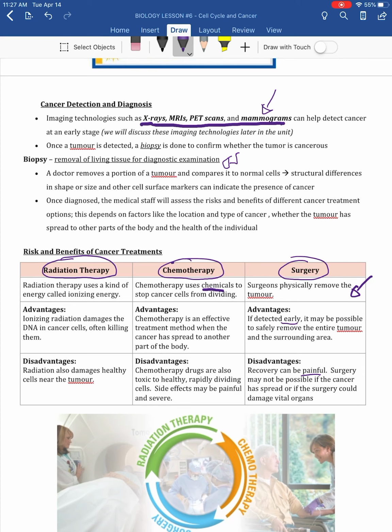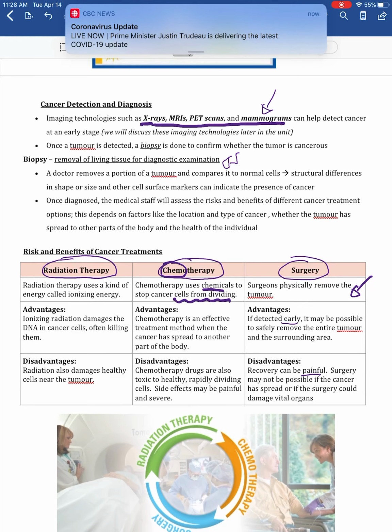Then, chemotherapy uses chemicals. That's why they call it chemo. Okay, and it stops the cancer cells from dividing, because don't forget, cancer cells are constantly dividing. It's the cell cycle out of control, right? So it just keeps going around and around. Now, when people have chemotherapy, oftentimes they lose their hair. And the reason they lose their hair is because the chemicals that chemotherapy uses target fast-growing cells. And what is always growing on you? Your hair. And so that is one of the side effects of chemotherapy. Okay?